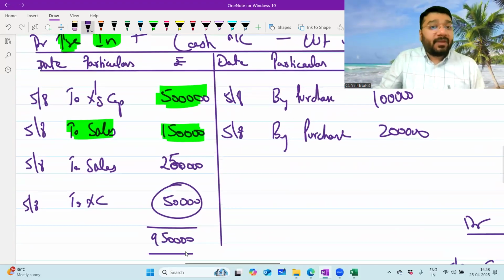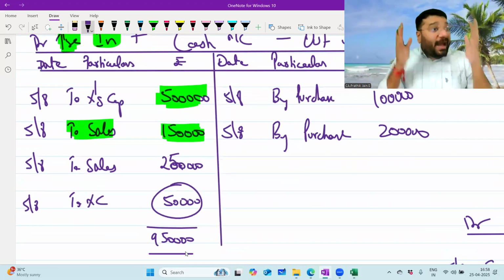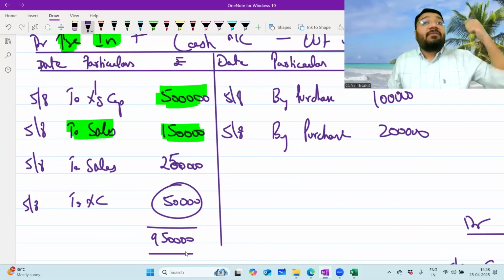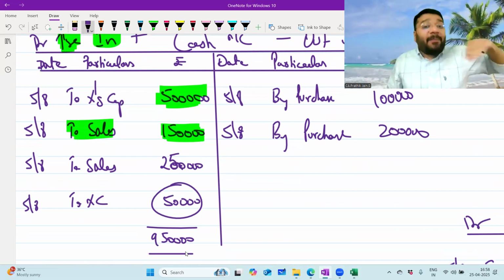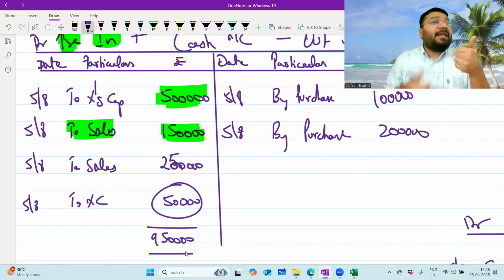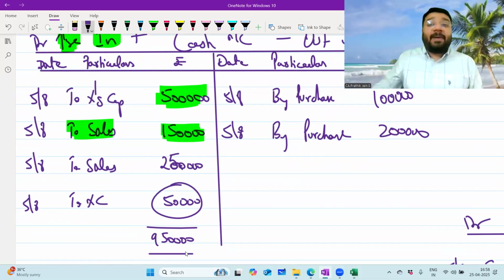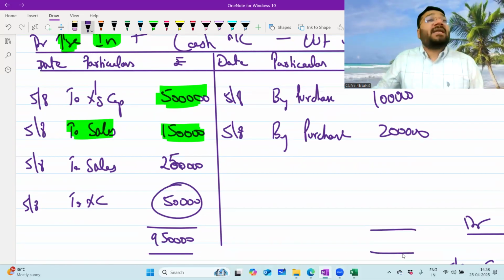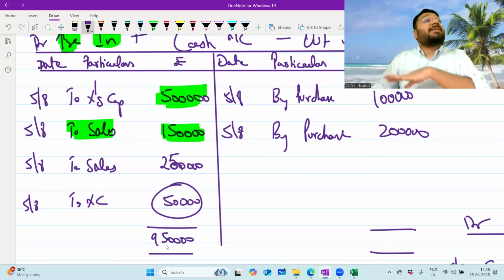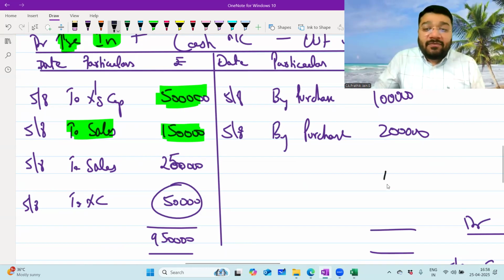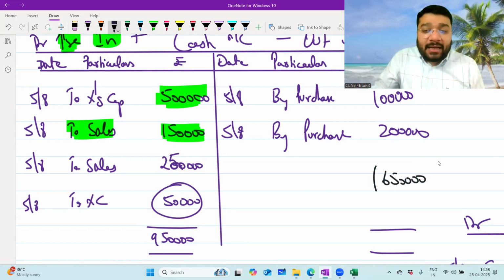Do you agree with me? Debit is what comes in. In the entire year, 9,50,000 cash has come inside. From which sources? From capital 5 lakh, from sale 150, from one more sale 250, again capital 5 lakh. From the owner and the customer, total 950 I got in the business. What did I do in that? I spent 3 lakh rupees towards purchases. From 950, if I minus 3 lakh, what is the balance cash in hand? 6,50,000. I'll record this here.